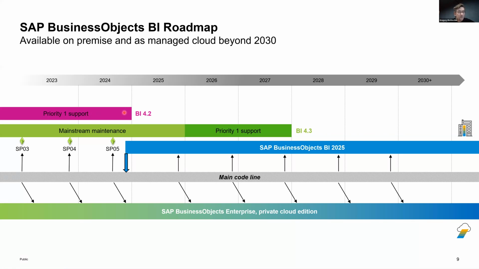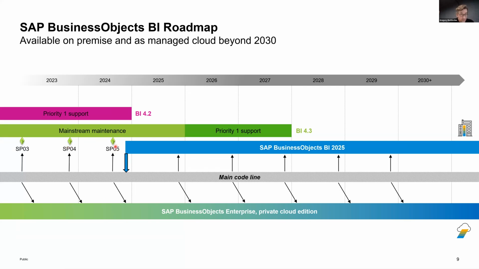So for those of you who are still on BI 4.2, guess what? The end of maintenance is tomorrow, December 2024. So you have to consider moving quickly to BI 4.3, which is a release in mainstream maintenance for all of you. The service pack 4 that Patrick just showed you is planned December 2023.